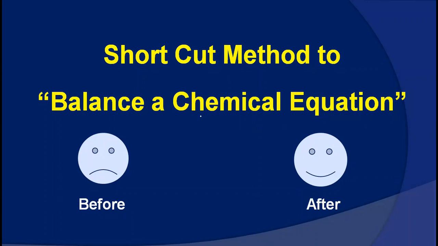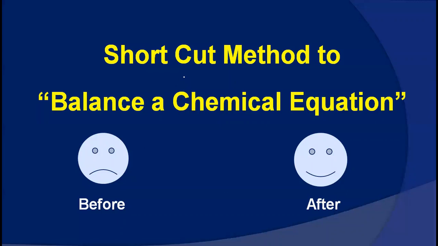Traditionally, we follow the trial and error method to balance a chemical equation, wherein we place certain numbers in front of the molecular formulae of reactants and products, and we keep changing those numbers until we find an appropriate set of numbers which would perfectly balance the equation. Whenever you find a very tough time with this trial and error method, don't hesitate to follow this shortcut method.